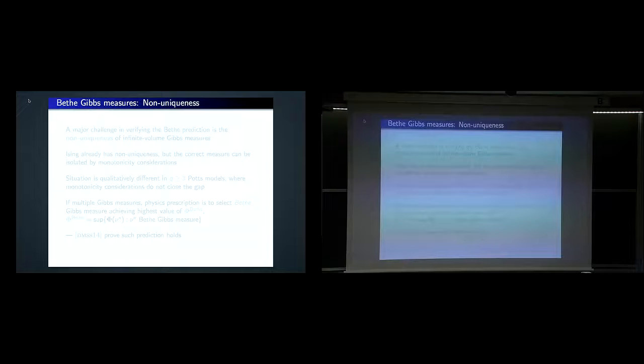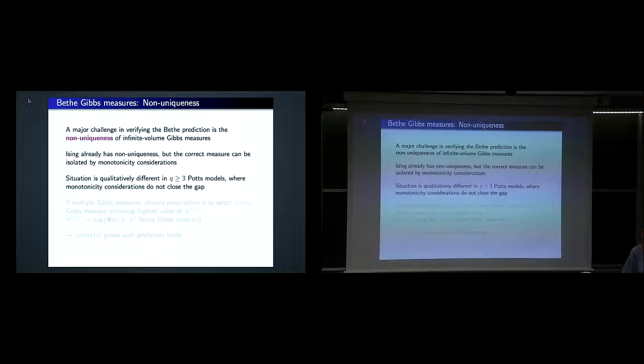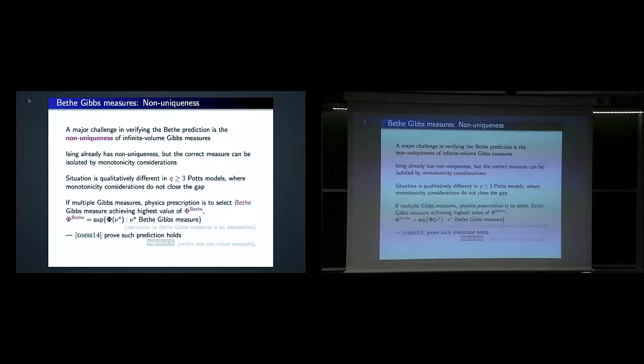Okay, so what do we do in the non-uniqueness regime? Ising, as I mentioned, already has a non-uniqueness, but as I will explain later on the board, the correct measure can be isolated by a monotonicity condition. That's what I said. But I don't really need to go all the way from plus to minus, I just need to go from plus to free. If you have the Potts model with Q greater or equal to 3, monotonicity considerations do not close the gap, and you need to do something. Again, as I mentioned, the physics predicts that whenever you have multiple things, you just take the largest one.